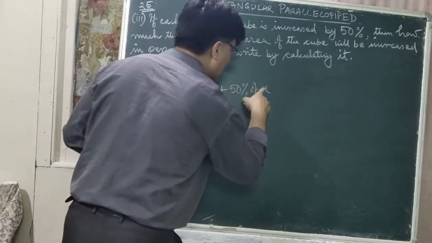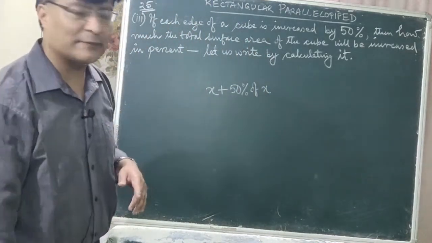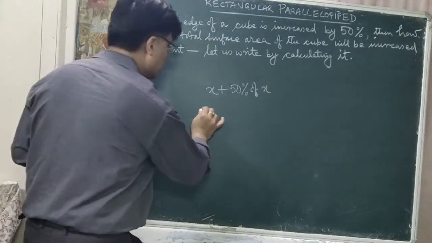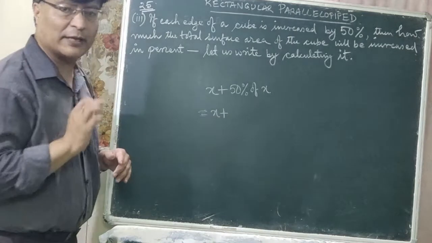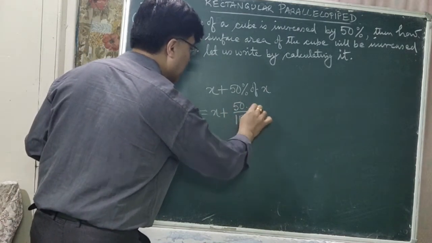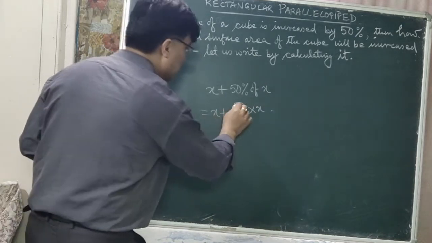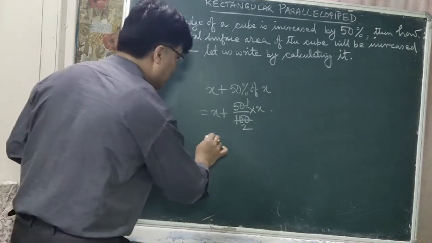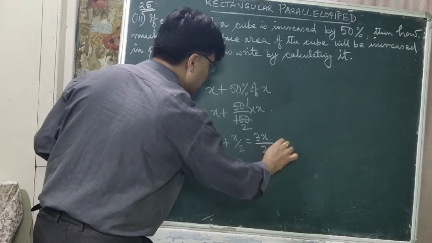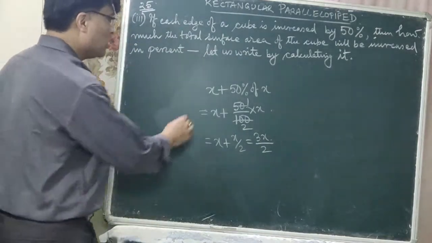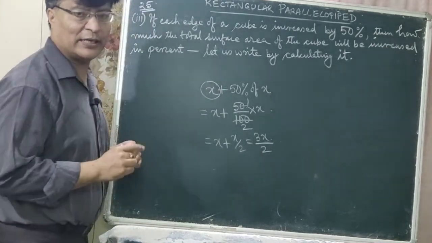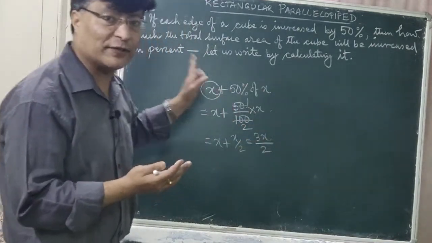यो 50% को कुन चाहिँ बढेर जाँदैछ त? x बढेर जाँदैछ. x को चाहिँ 50% चाहिँ बढेर जाँदैछ. भनेपछि x प्लस, 50% भनेको के हो? 50 divided by 100 of x, that is 50 by 100 into x, is equal to x plus x by 2, which is your 3x by 2. यो चाहिँ ओरिजिनल क्यूब को लेंथ अफ इच एज. यो x चाहिँ ओरिजिनल क्यूब को लेंथ अफ इच एज.